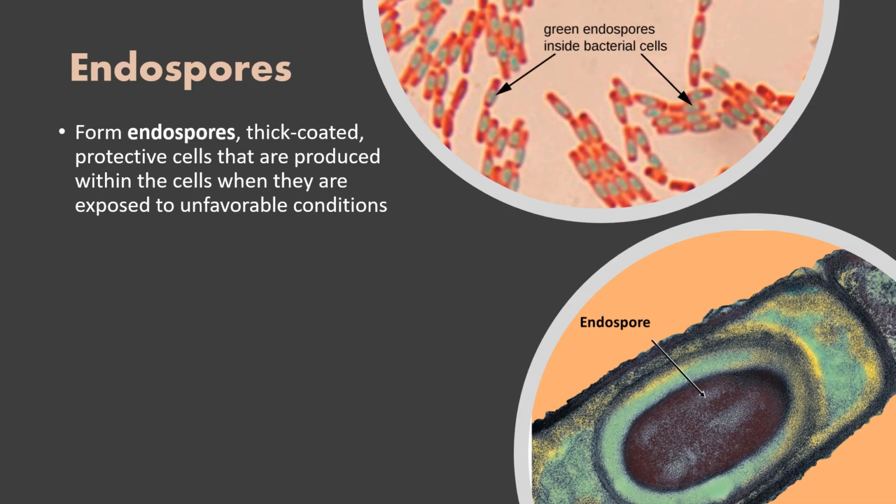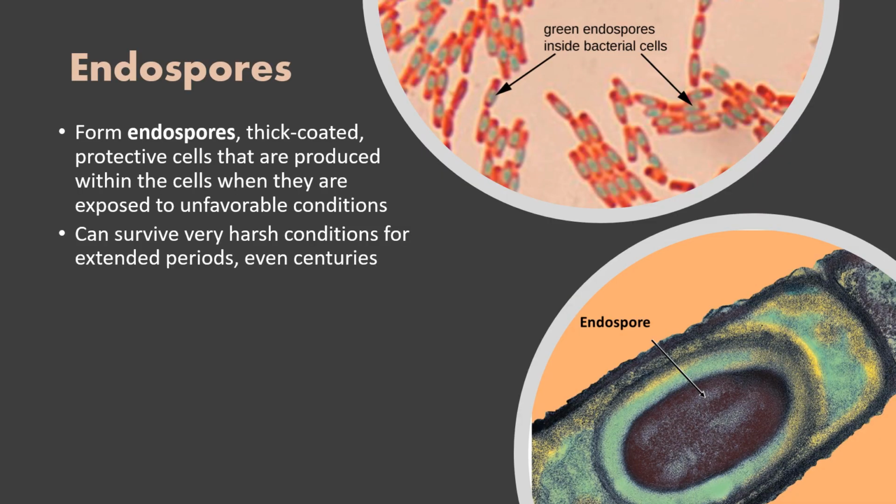So a little bit more about endospores. Endospores are the way bacteria can survive in very, very harsh conditions. Those endospores can actually survive for very long periods of time, sometimes even centuries, and they can be very dangerous to humans if they come into contact with them. So some of the important ones are going to be tetanus, botulism, and anthrax. All of these can be deadly.